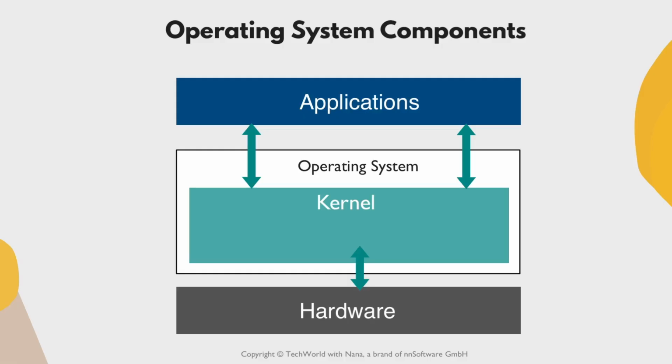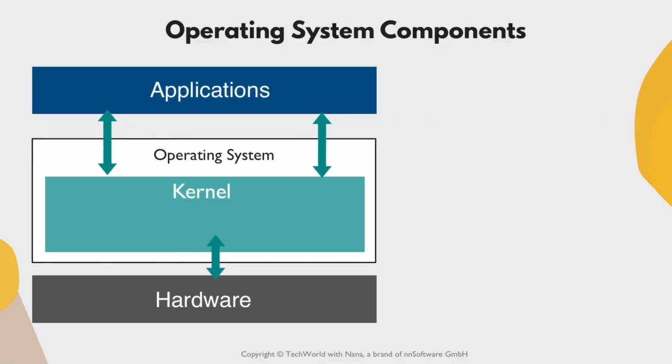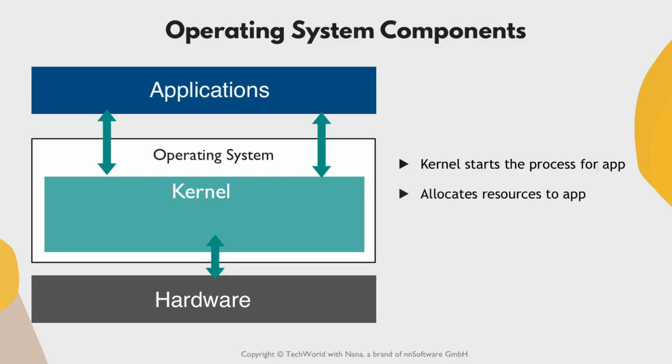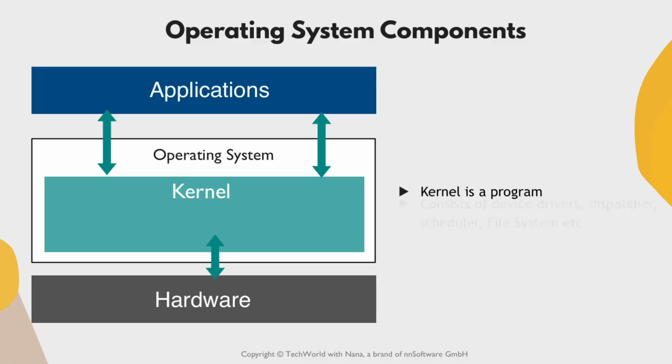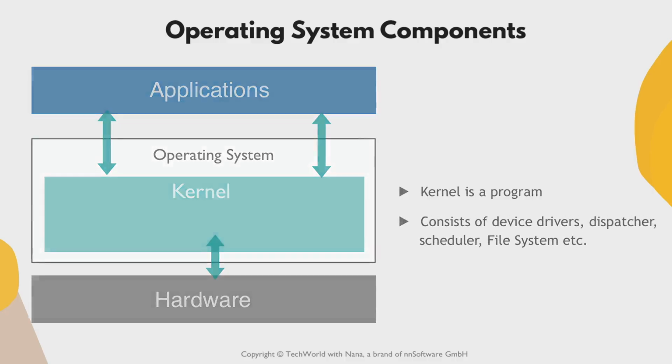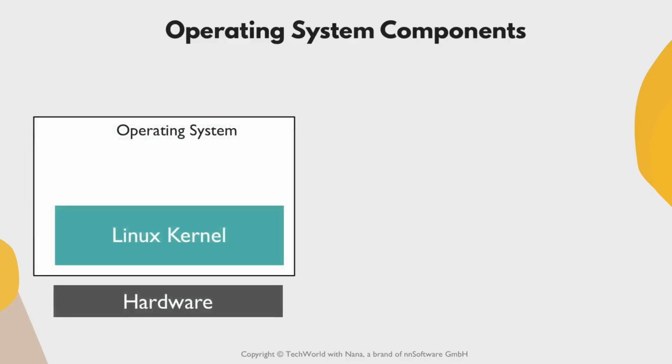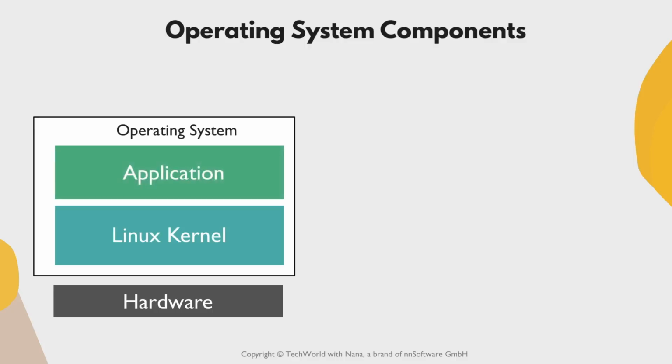So when you start an application, it's the kernel that starts the process for that application, loads it into memory, and allocates CPU resources, for example, to that application. And when you close the application, all resources will be cleaned up by the kernel. And the kernel is basically just a program written in code which consists of device drivers and some other logic. And then there is the application layer on top of the kernel.